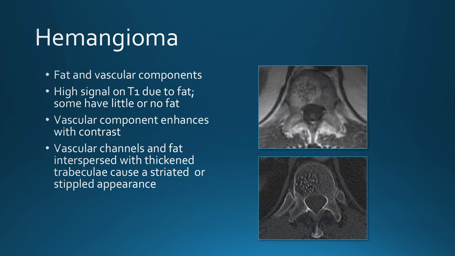On CT, the stippled or polka dot appearance is very typical. Sometimes this can be helpful if the lesion does not have much fat. Sometimes the CT appearance will be very characteristic with the thickened trabeculae causing that polka dot appearance.